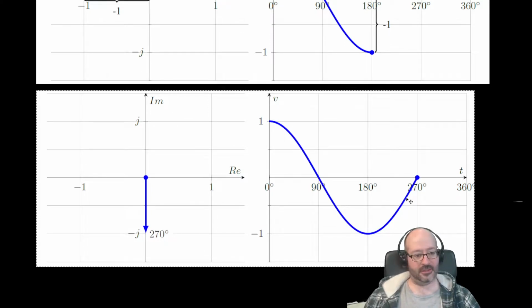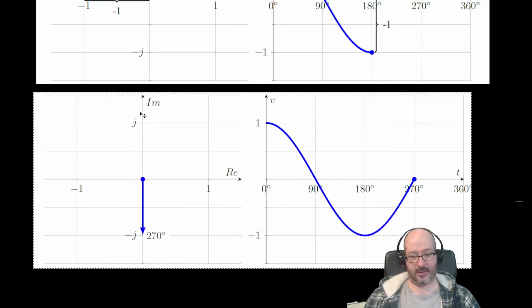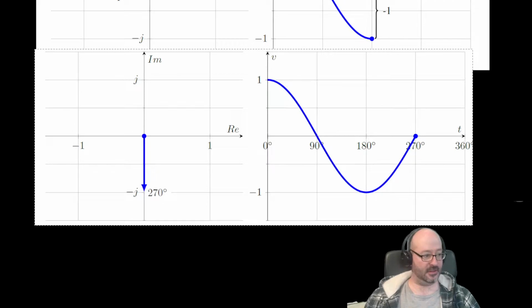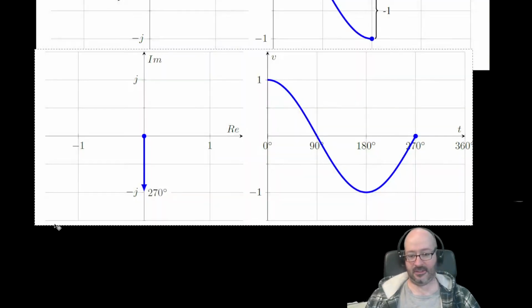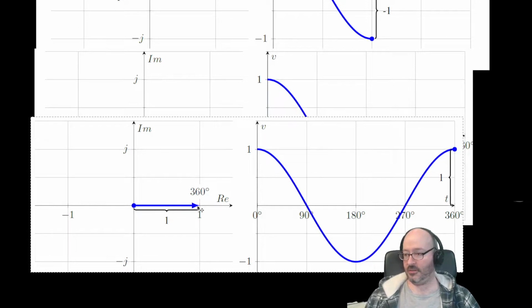But we have 270 degrees of rotation. We started out here, and we've gone 270 degrees. So that's 270 degrees of rotation. I'm going to slide that up there so I can get the last one in here. Last 90 degrees, and we're going to complete 360 degrees, and we get one full rotation, right? We've gone all the way around, and we're back here to our positive peak, and we see that we have 360 degrees along the horizontal axis.